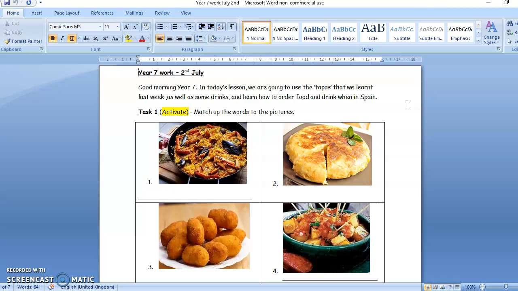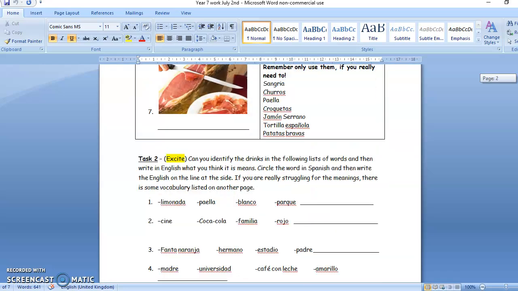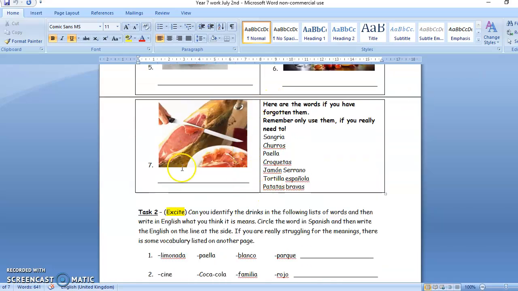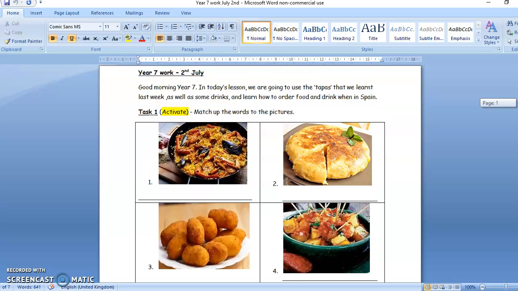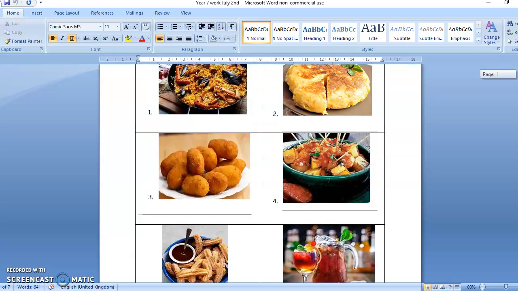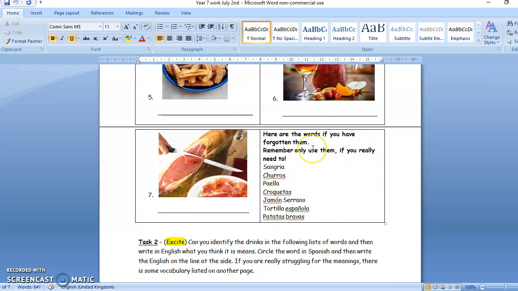We're going to start off our task 1 activity, our starter activity, and we are going to match up the pictures to the words here. Ideally, try to do it without looking at your notes from last week or googling those words. So that's your first activity then. These little pictures, you'll find the Spanish for them here, and match them up.